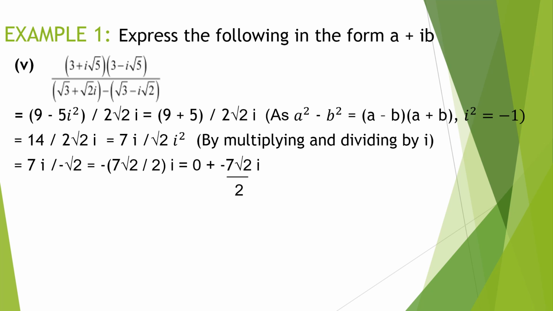Now, since we don't want i in the denominator, we multiply and divide by i. So it is 7i upon root 2 i square. But i square is minus 1.